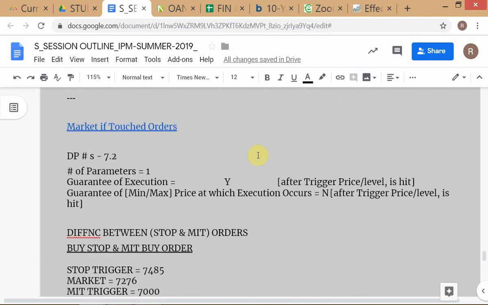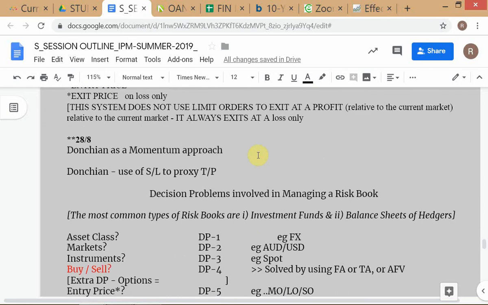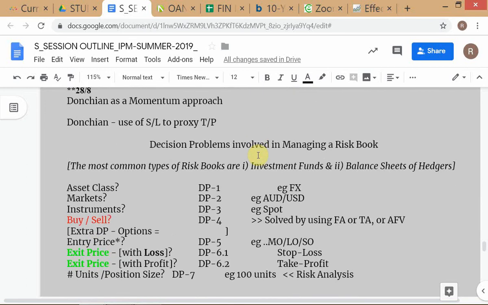Can you still read? That's another problem. You may not be able to read. Can you read at the back, Puneet? Can you read? Okay, good.